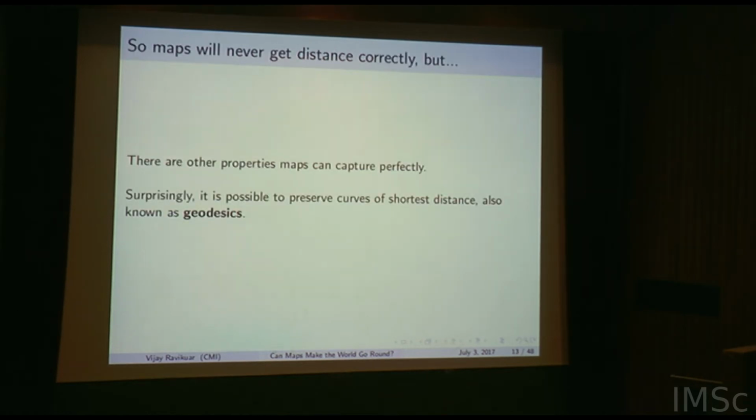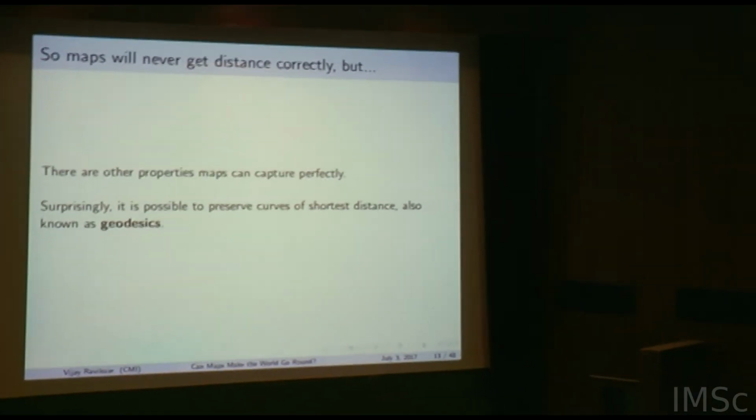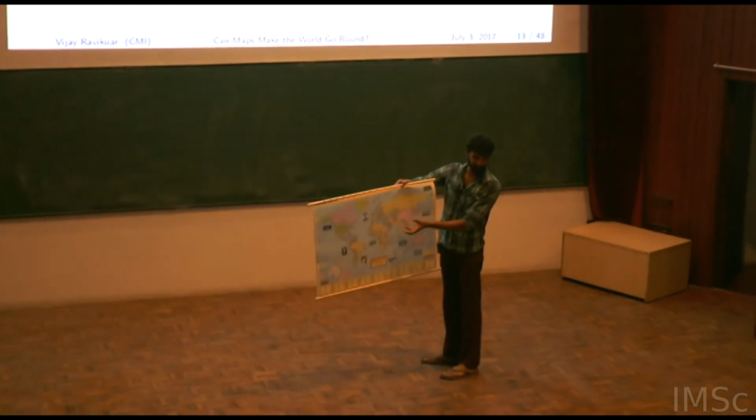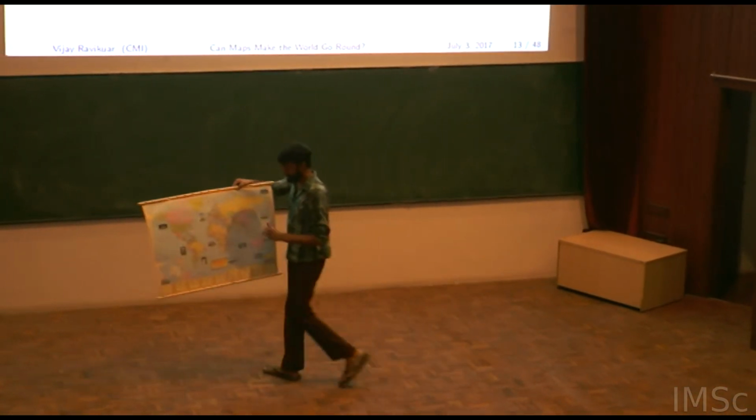So the situation looks really bad for maps of the Earth. We can never get distance correctly, and we can't even get distance correctly in some small portion of the map. I mean, literally, what this says is that anywhere you go on the map, take any minute neighborhood of any point, the distance is going to be skewed. You can't capture it properly anywhere.